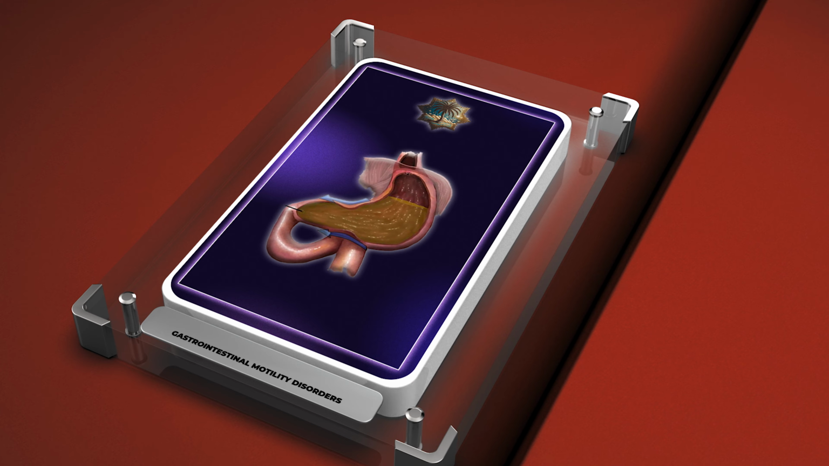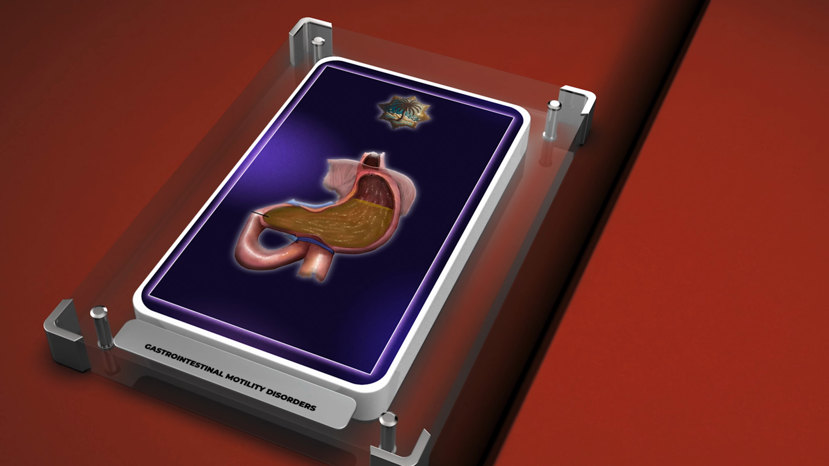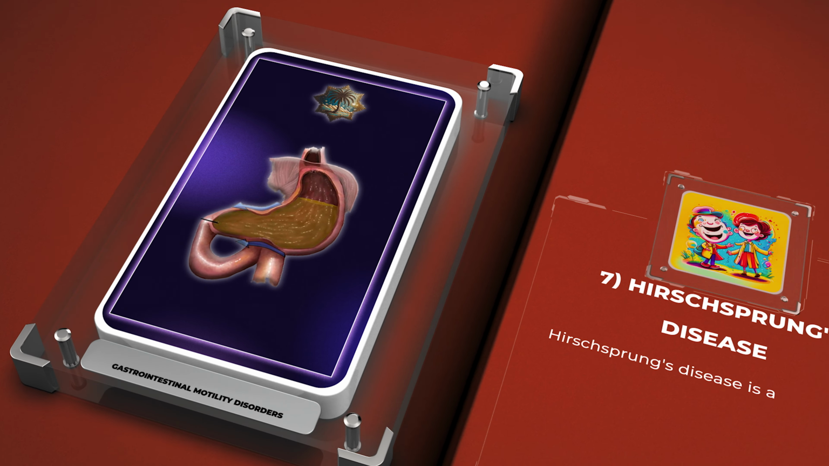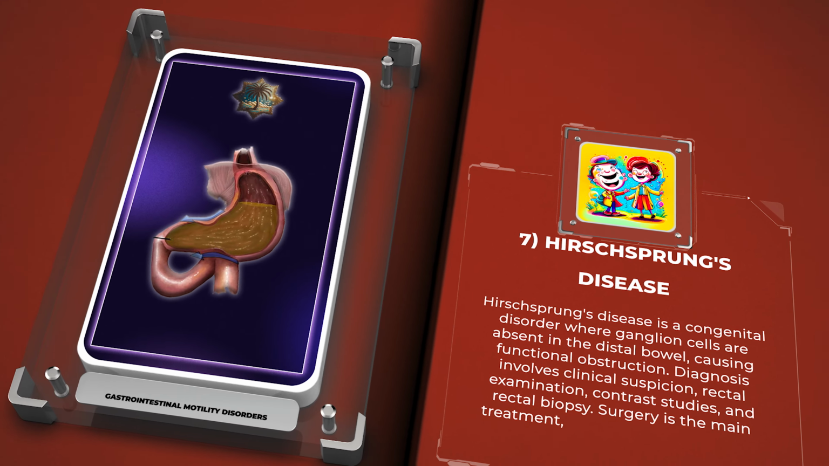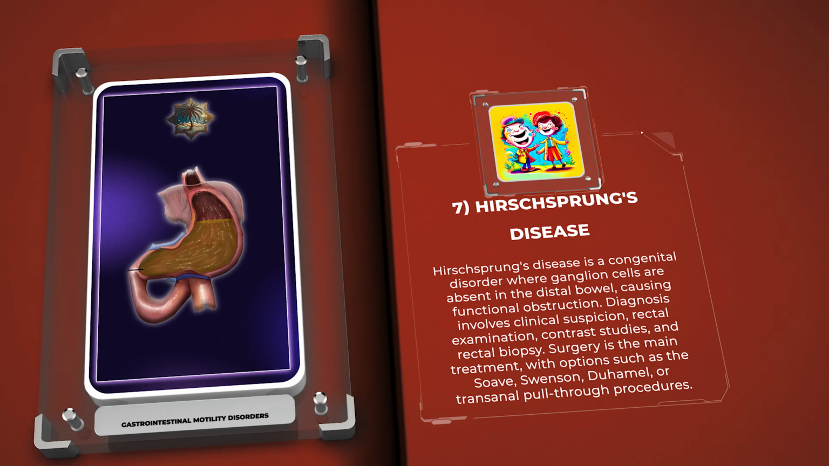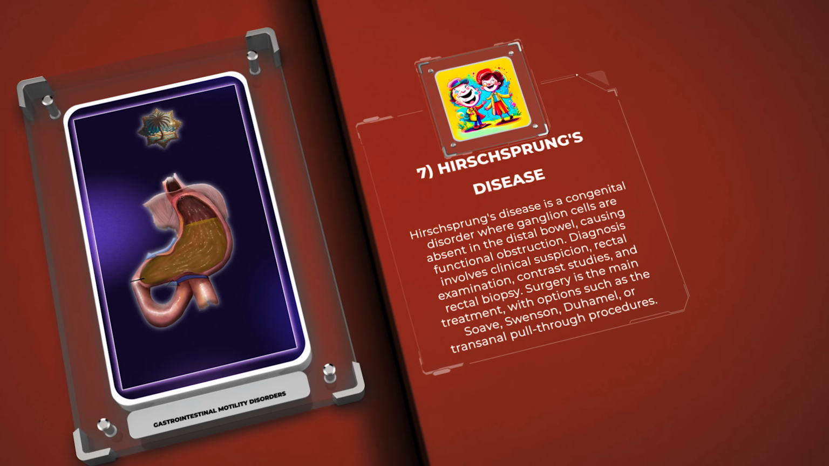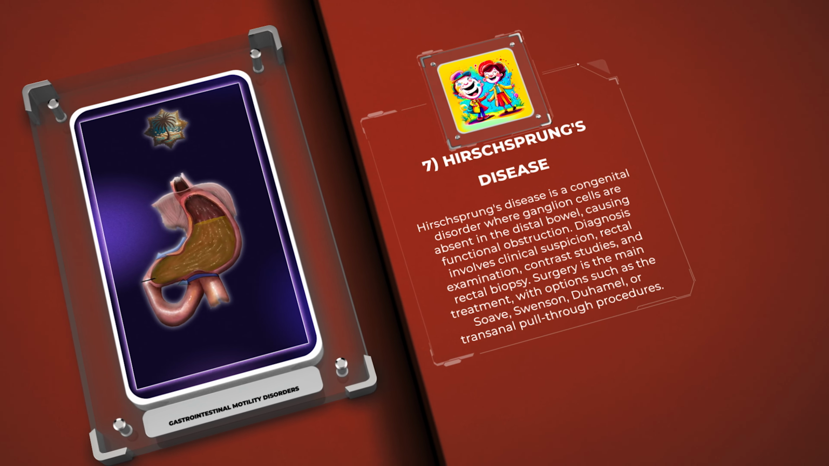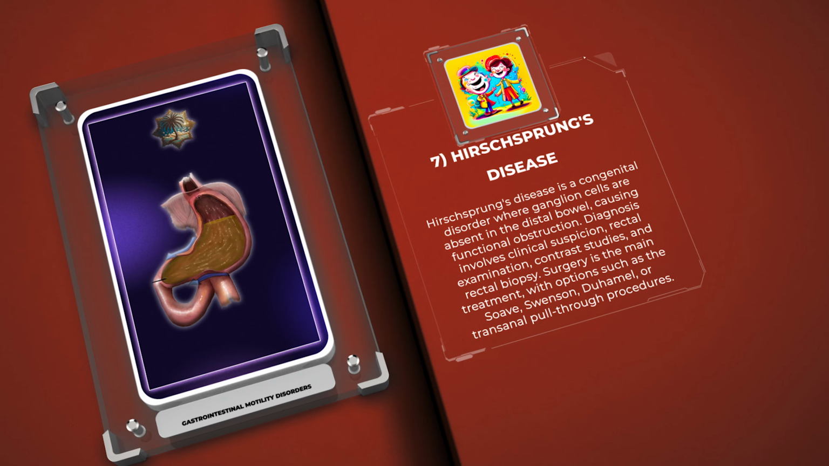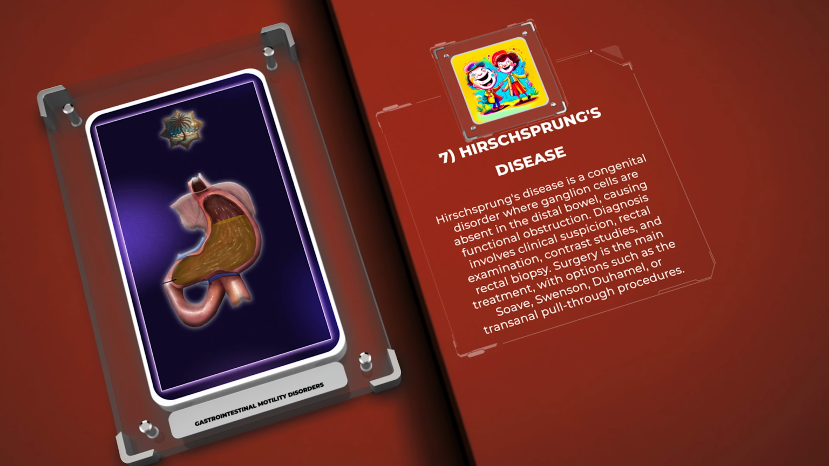Hirschsprung's disease is a congenital disorder where ganglion cells are absent in the distal bowel, causing functional obstruction. Diagnosis involves clinical suspicion, rectal examination, contrast studies, and rectal biopsy. Surgery is the main treatment, with options such as the Soave, Swenson, Duhamel, or transanal pull-through procedures.